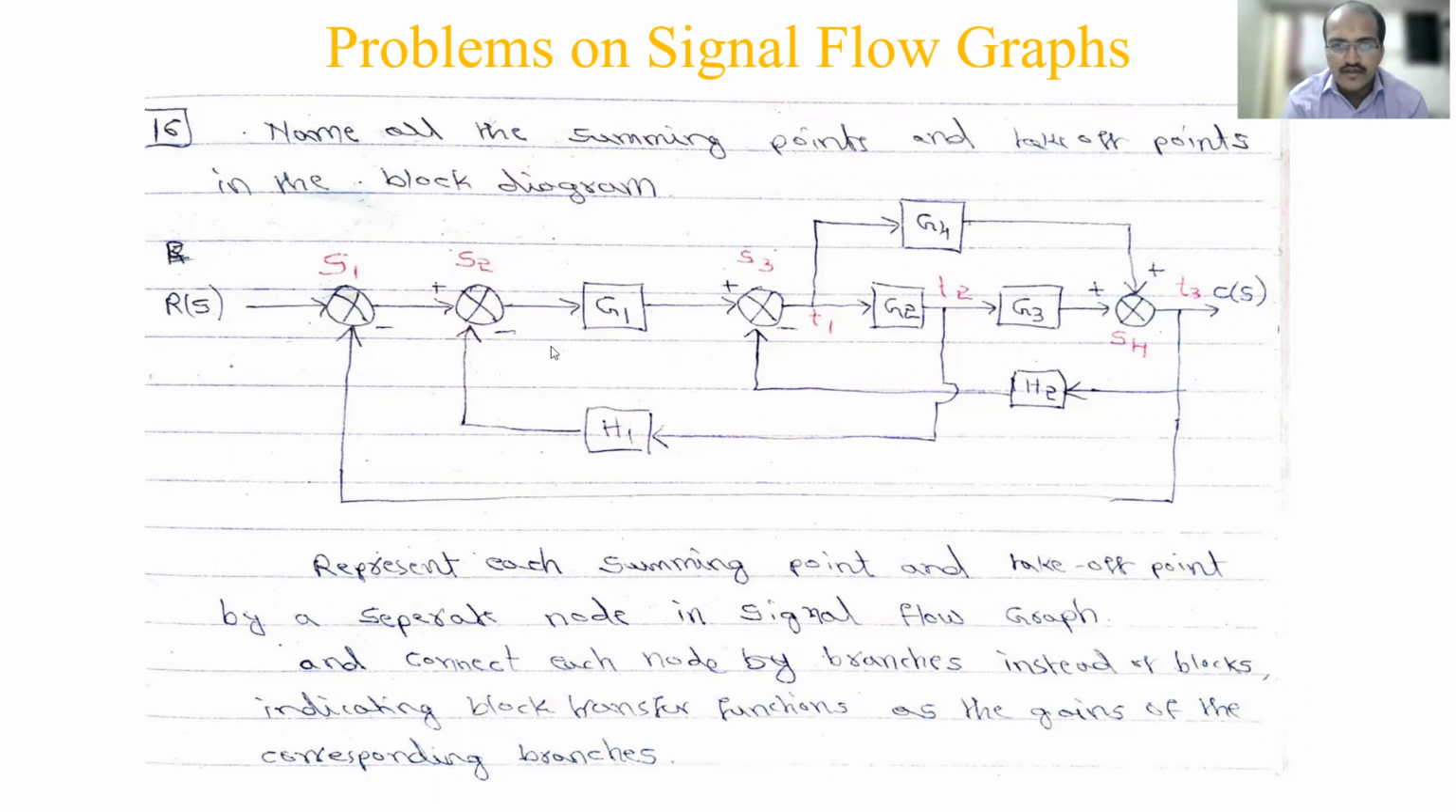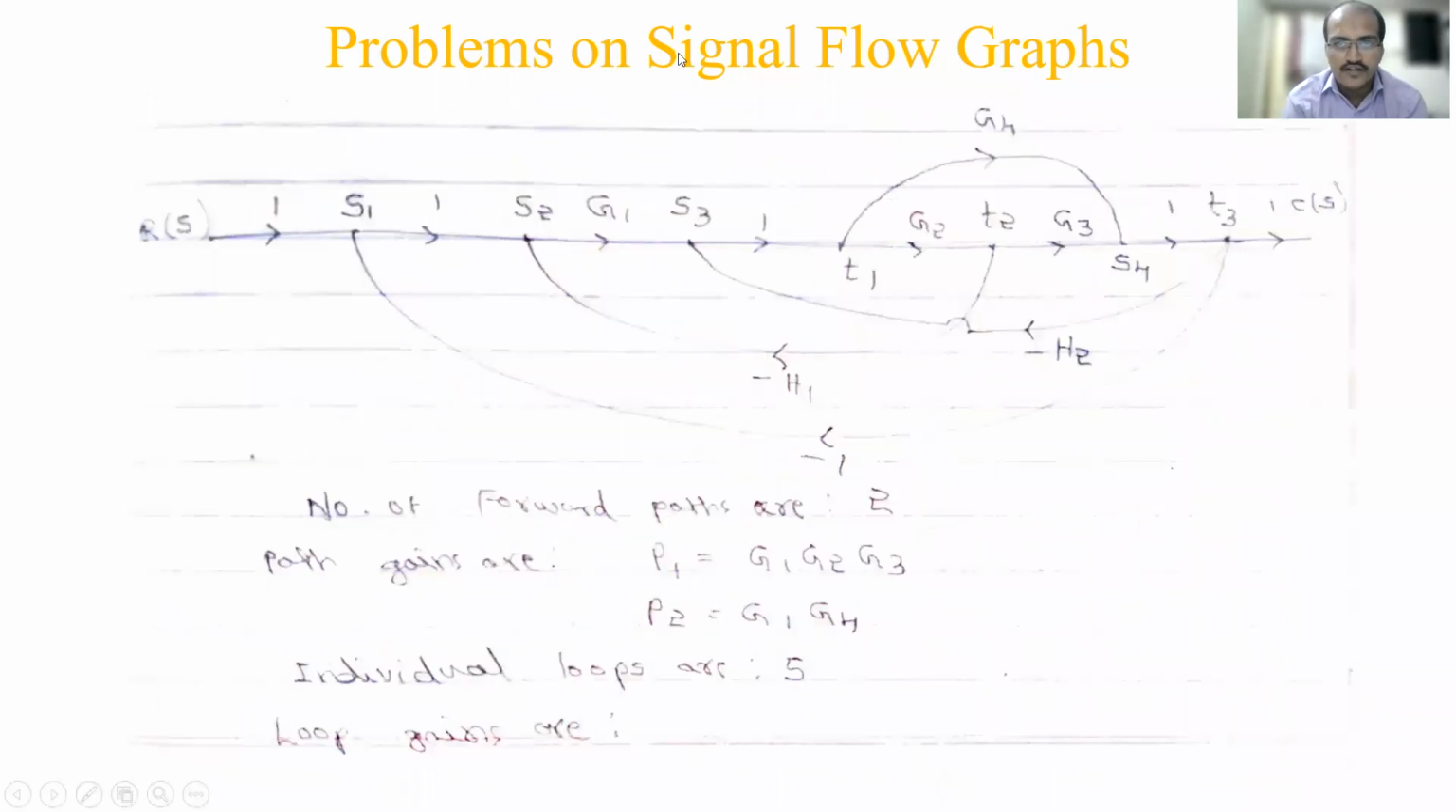So 9 names, and then we'll connect the branches. Okay. So I have written for you here. So you have the figure there. Okay. So R of S to S1, it is 1. S1 to S2, nothing was there, 1. But S2 to S3, I told you, right? G1 was there. Then S3 to T1 also nothing was there, again 1. And then T1 to next T2, G2 was there. Then T2 to S4, G3 was there.